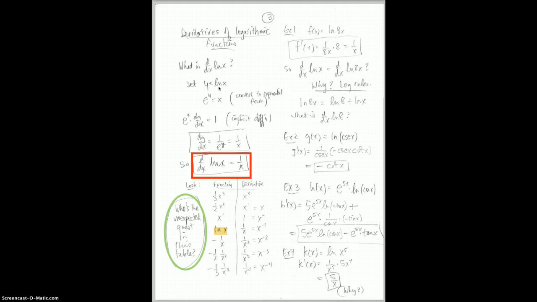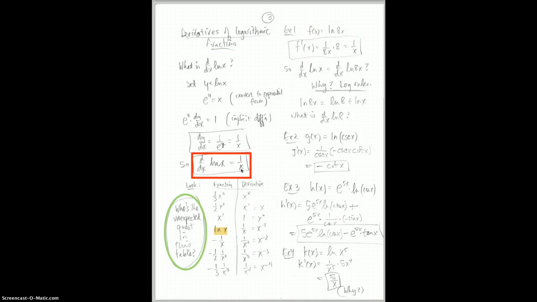Then you go from logarithmic form to exponential form, which is e to the y equals x. That's exponential form. This you can take the derivative of using implicit differentiation. The derivative of e to the x is e to the x. The derivative of e to the y is e to the y dy dx. And the derivative of x is 1. So dy dx equals 1 over e to the y, but e to the y is just x. So the derivative of ln of x is just 1 over x.